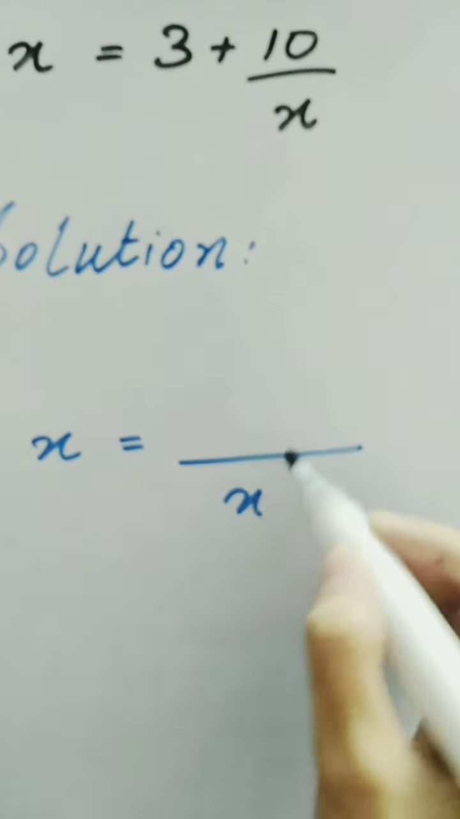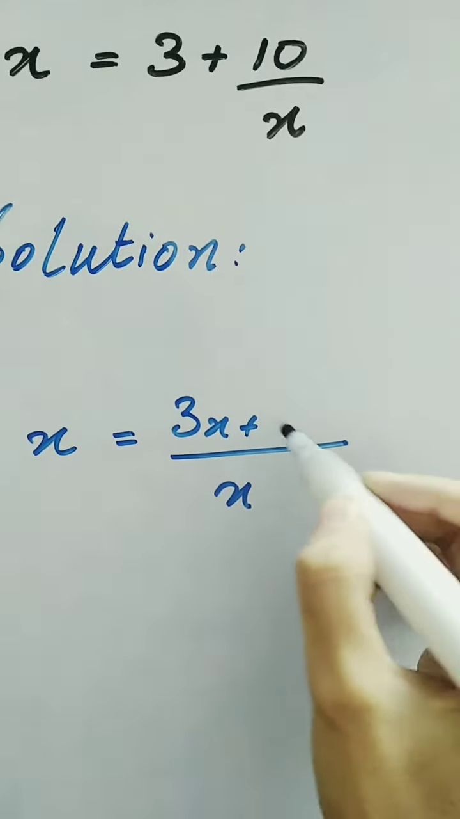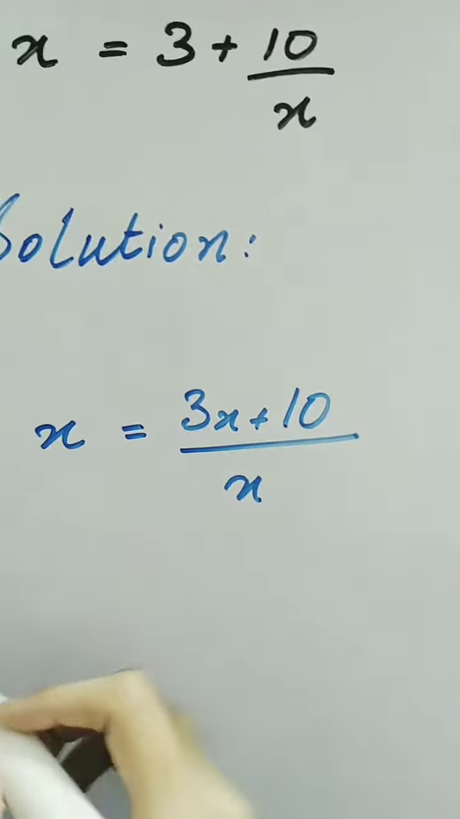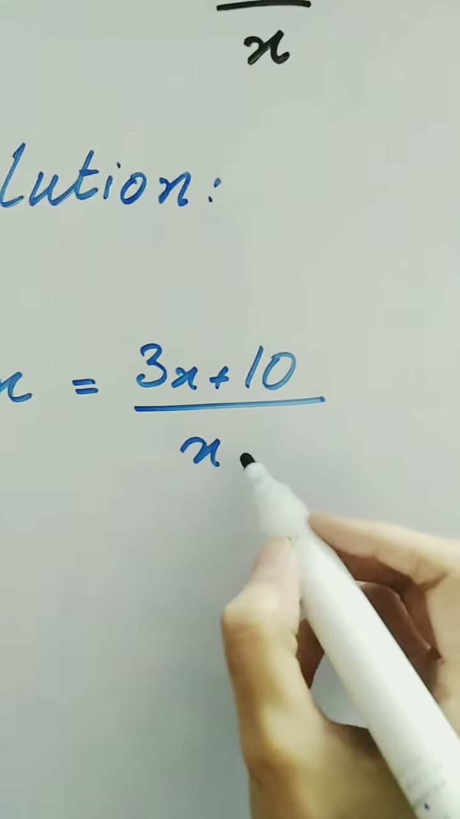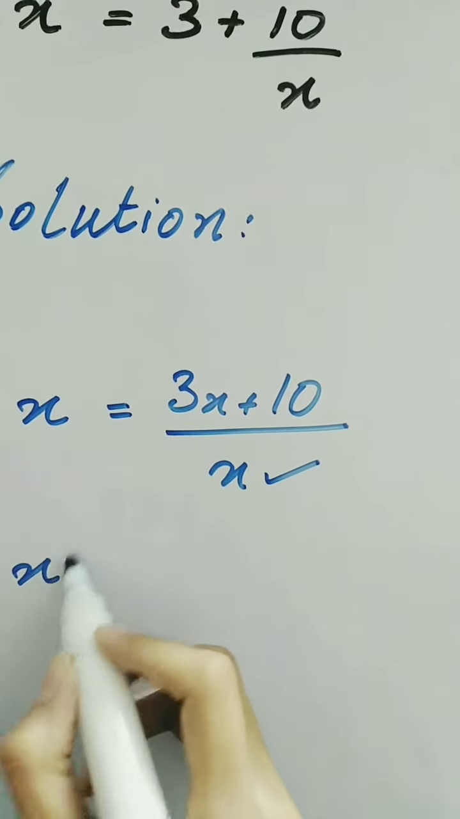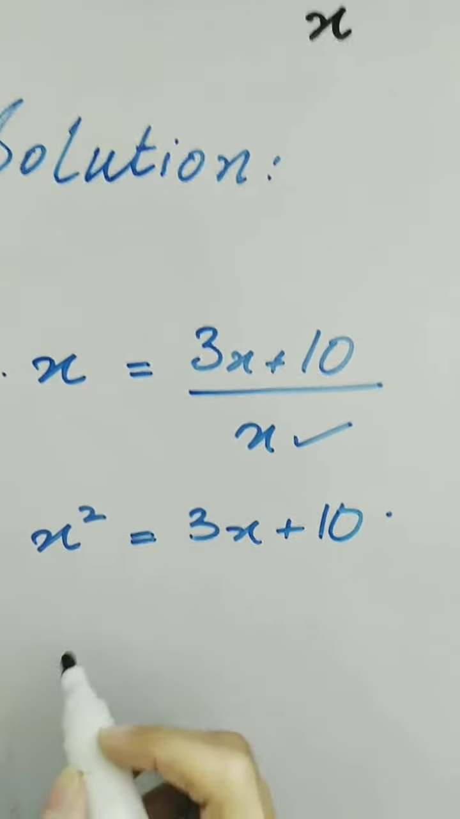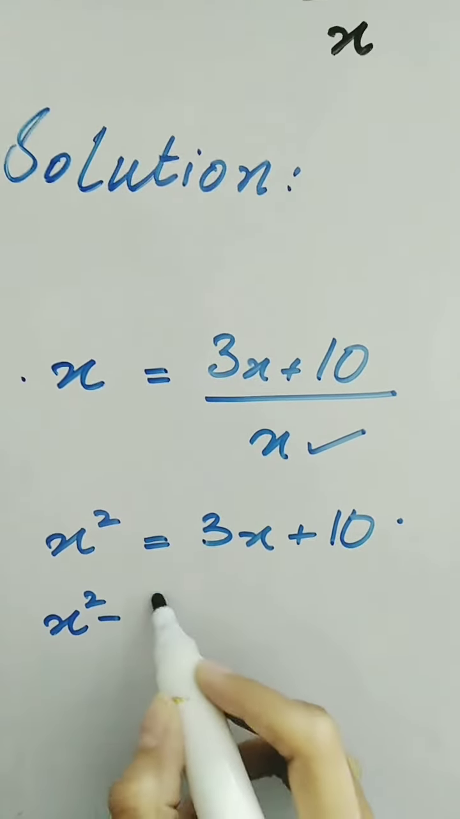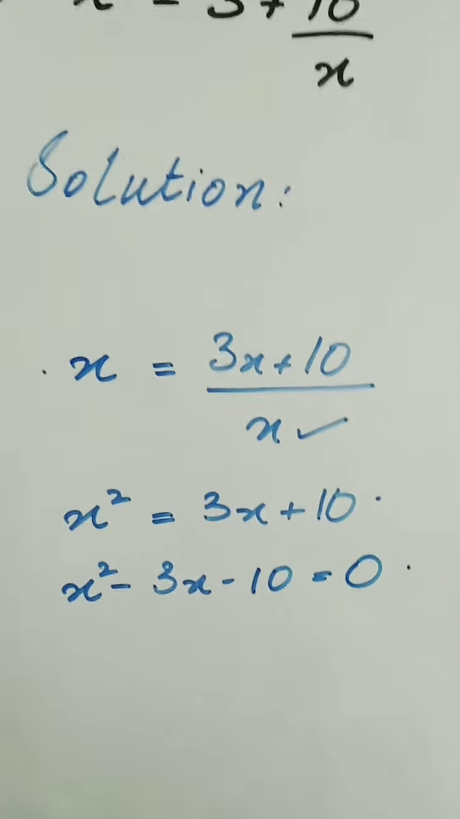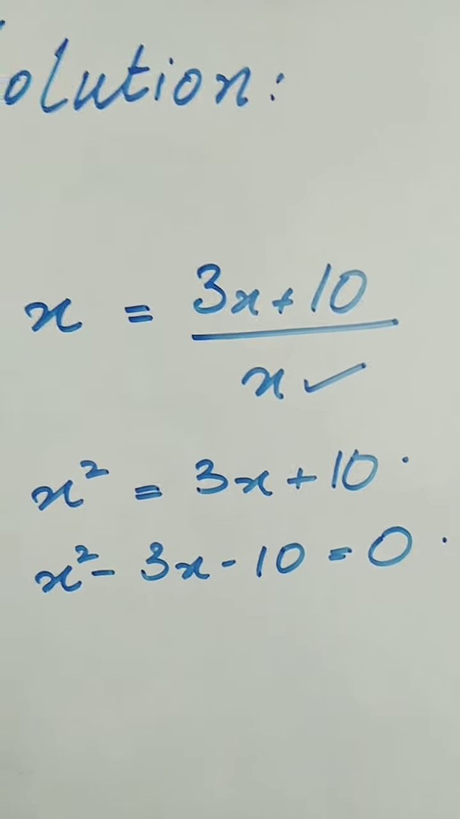which is x here. Now this x directly multiplies with the 3, and x into 1 is equal to x, so here is 10. Now this x goes to the other side and multiplies with this x, and they become x square is equal to 3x plus 10. Now we have x square minus 3x minus 10 is equal to 0. In order to get the value of x, we will factorize this equation.